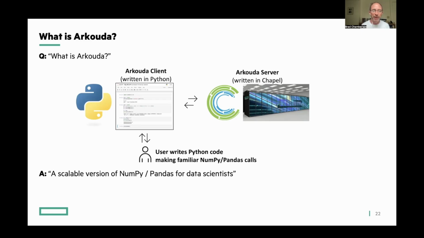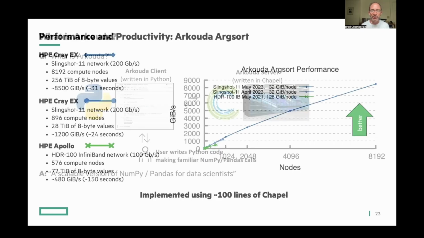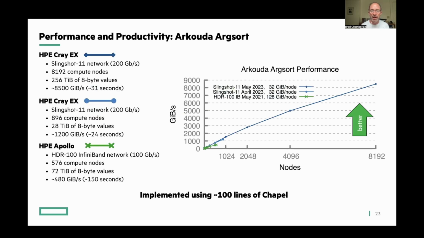Now, if you use Pandas, one of the key operations is things like sorting or group by. Sorting is a very expensive parallel computation, and this is a performance graph showing how fast sorting goes in Arkouda. The very top blue line here is showing us running out to 8,192 compute nodes.